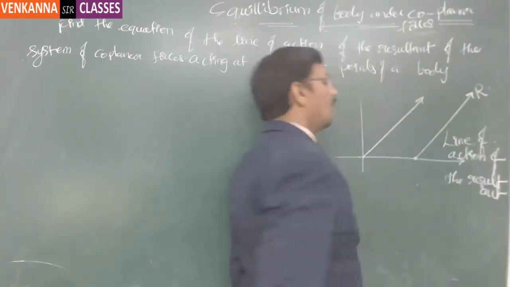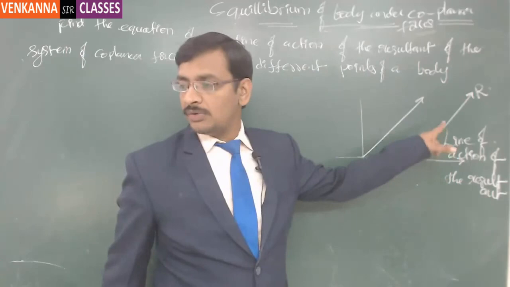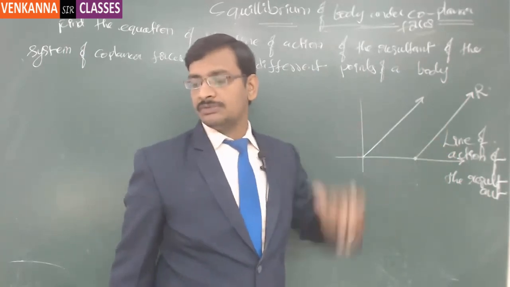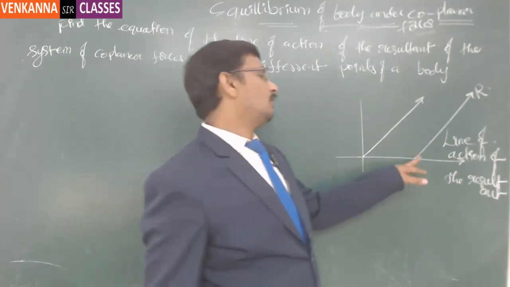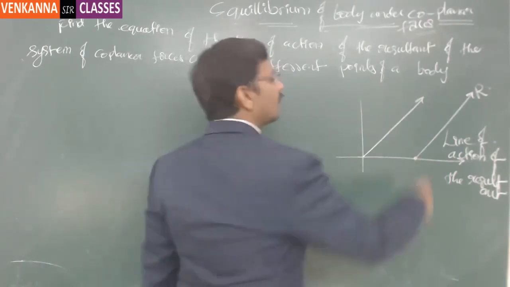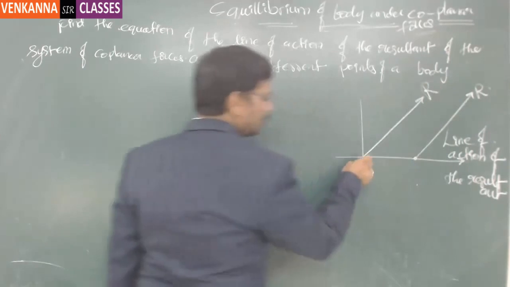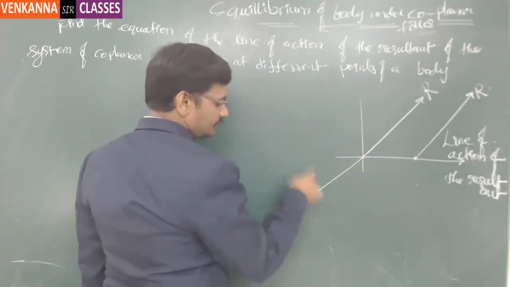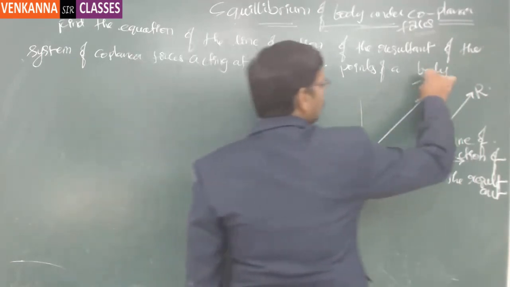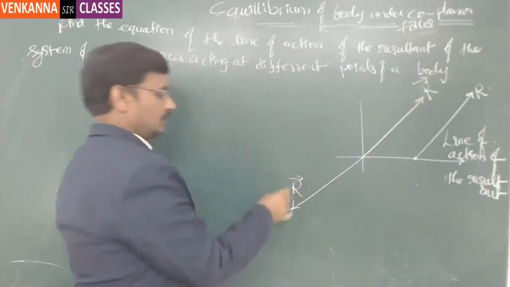So we need to find this particular line equation, which is nothing but the line of equation of the force. For this, I will draw two different vectors of the same magnitude at the origin, but in opposite directions. So this is R and this is also R, and this is minus R.